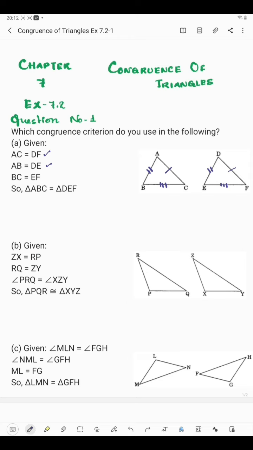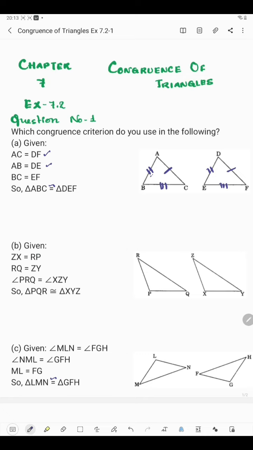Now this symbol represents this and this are equal. This represents this and this are equal, and this symbol represents this and this are equal. So the symbol of 1 shows side AC is equal to side DF. The symbol of double line shows side AB is equal to side DE, and the symbol of 3 shows side BC is equal to side EF.